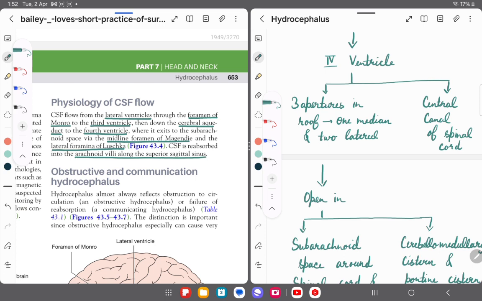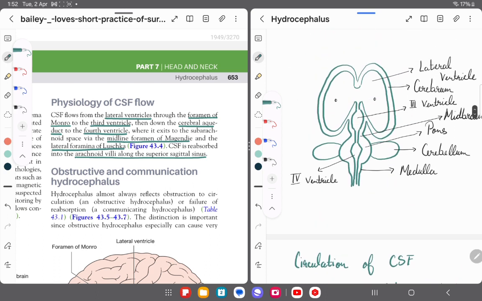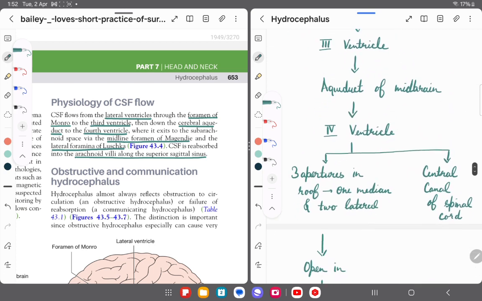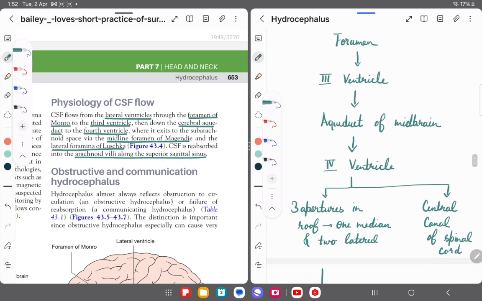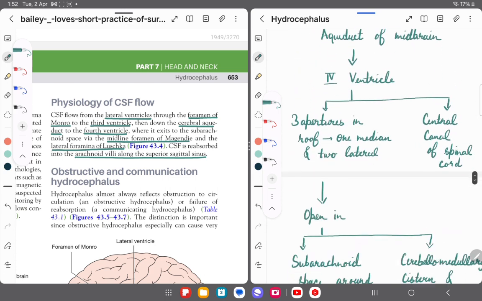Now let us revisit the flowchart. CSF forms in the lateral ventricles and through the interventricular foramina, the foramen of Monro, it goes down to the third ventricle, then through the cerebral aqueduct in the midbrain to the fourth ventricle, where there are three apertures in the roof: one median, the foramen of Magendie, and two lateral, the foramina of Luschka. It also enters the central canal of the spinal cord.